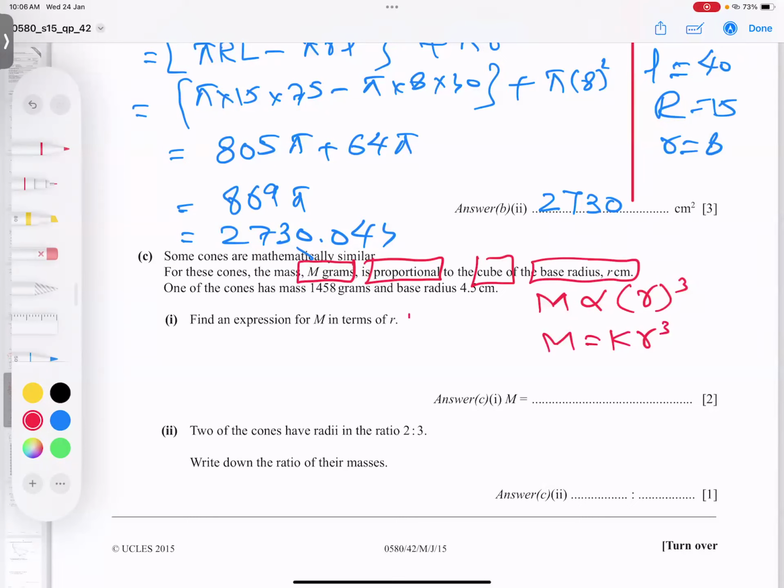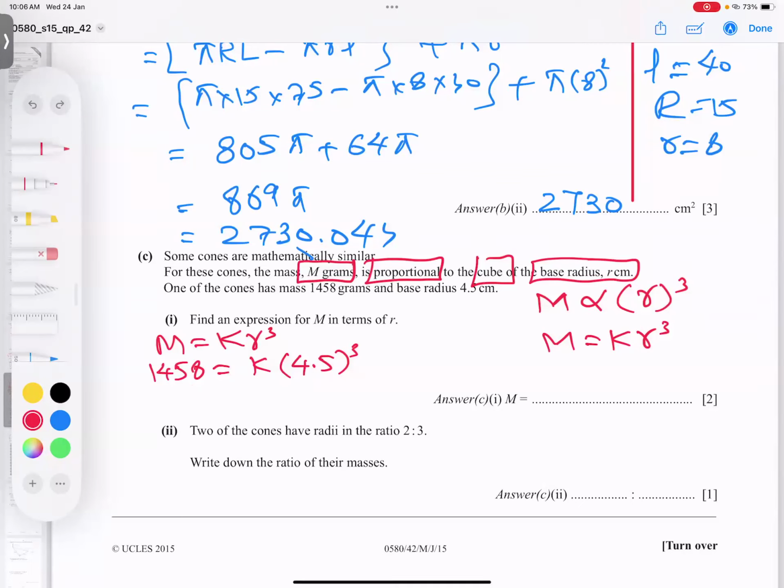Now he said make an expression for m in r. And Mabruk, 2 marks. There is something else. One of the cones has a mass this much and radius this much. So let's try to solve it. It means m equals k r cubed. Mass is coming here 1458, and k I don't know. R is 4.5. And when I put 4.5 cubed, it will go down and divide. Let me check what I get.